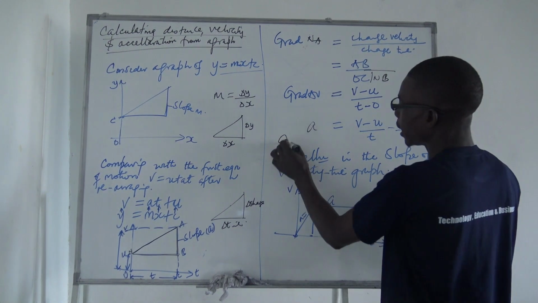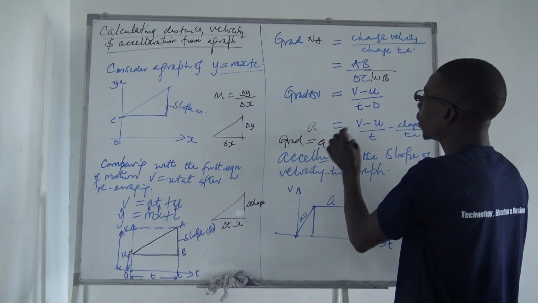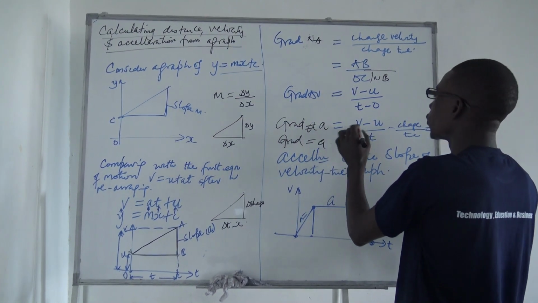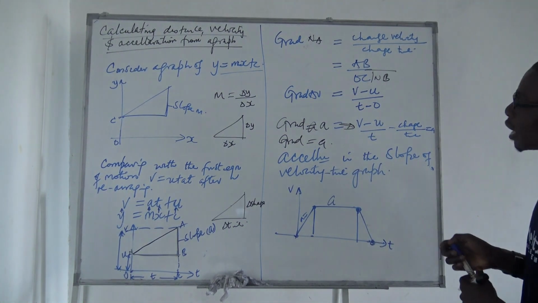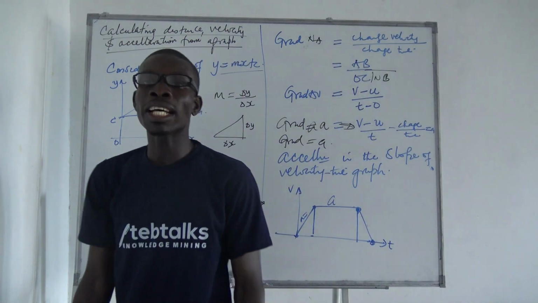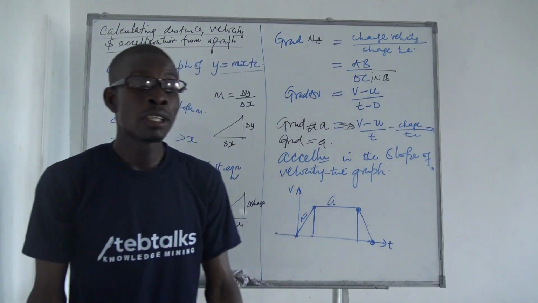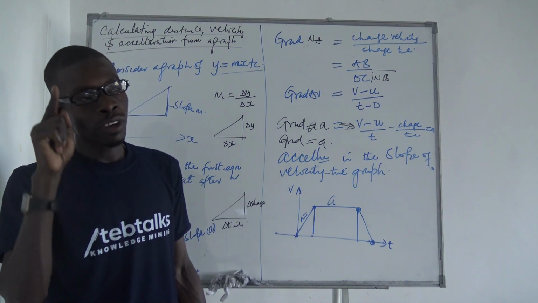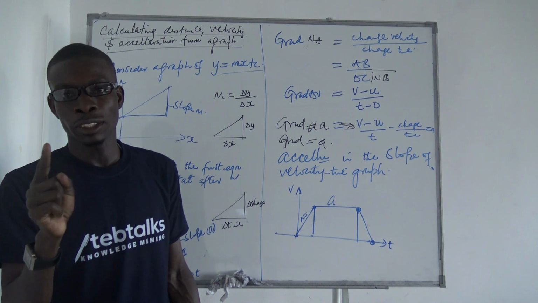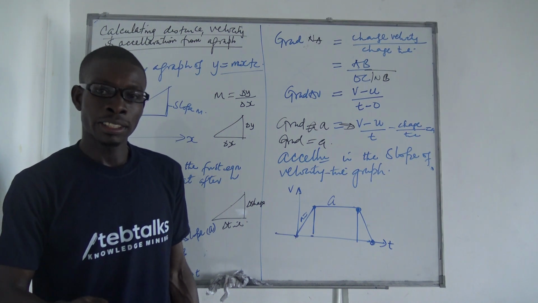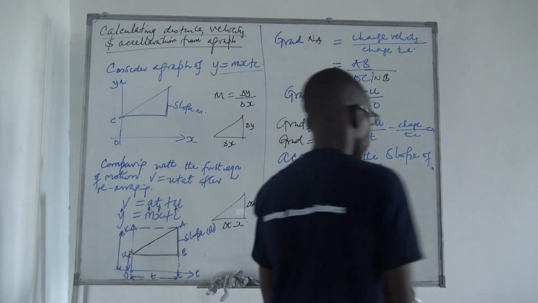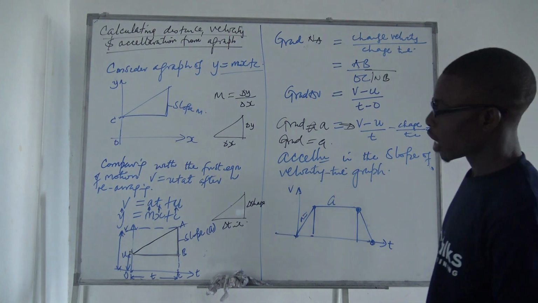So the gradient, you are calling this a gradient, but at the same time we are saying it is an expression for acceleration. So it's enough to say that acceleration is a gradient. We draw the conclusion that acceleration will always be the gradient of the velocity time graph. The moment they sketch the velocity time graph and ask you for acceleration, please don't forget to calculate the slope. That is that.